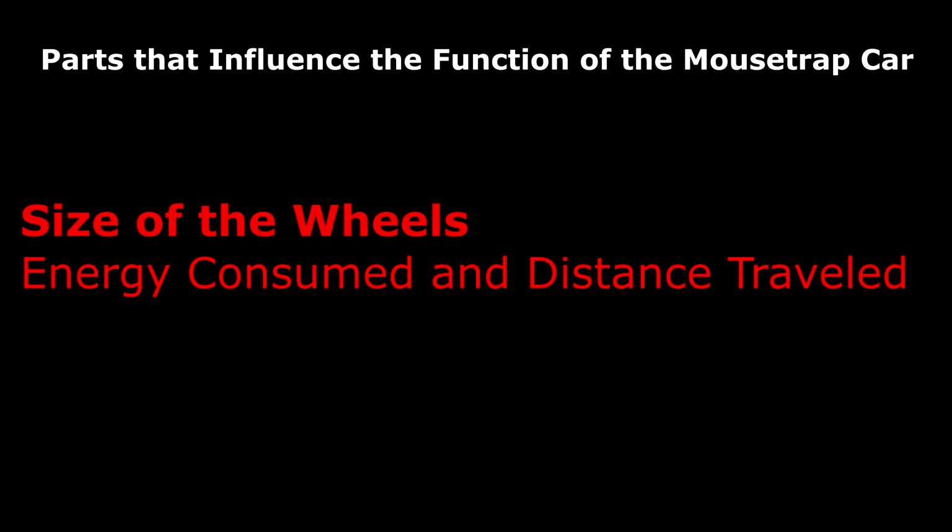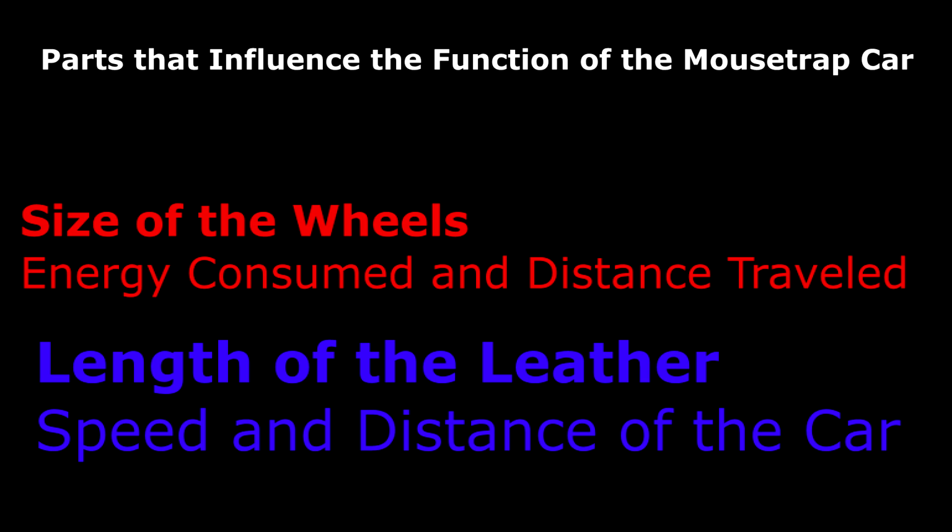As can be seen by the presentation, there are many physics principles that coincide to make the mousetrap car work and influence the design of it. The two main parts that influence the function of the mousetrap car are the size of the wheels, which affect the energy consumed and the distance traveled, and the length of the lever, which affects the speed and distance of the car. Since there is not a set way to construct a mousetrap car, you have a variety of styles to use and none of them are incorrect. Try out your own ideas and see what you can make.